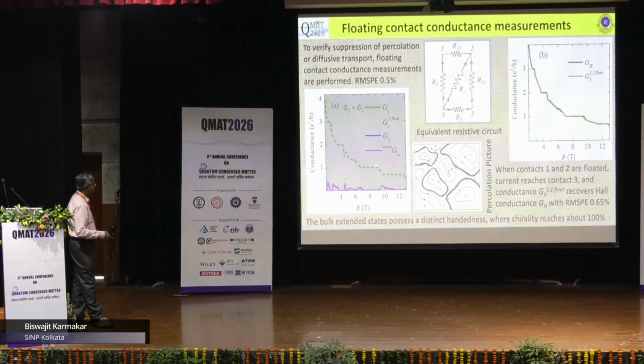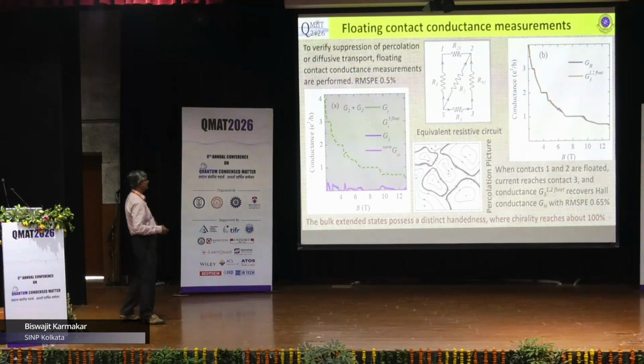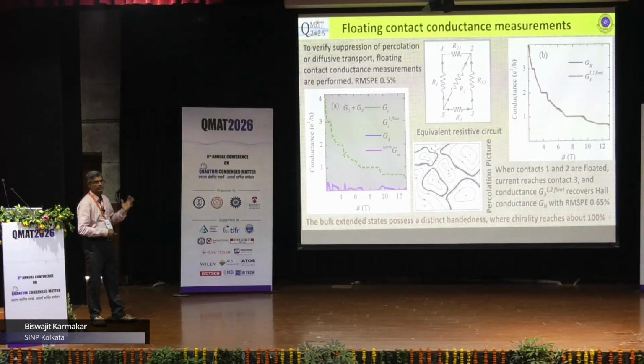Now you see these exactly overlap on top of each other with RMSP 0.5%. So what does it mean? It means that the current is coming, but from 3 to 2 the current is not going. So this tells us that there is a handedness of transport.